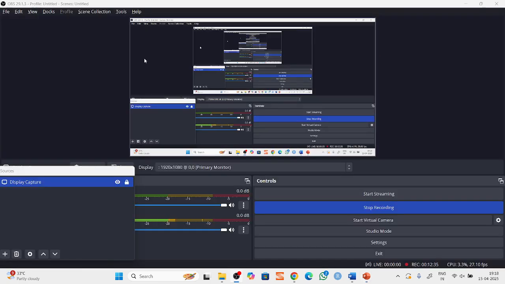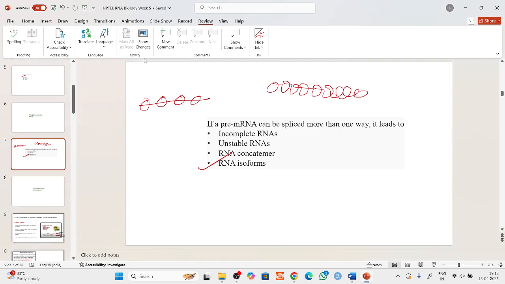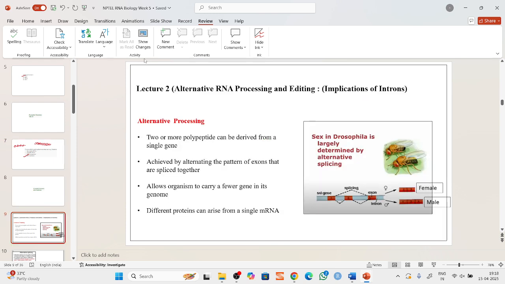What we are doing is making different forms of RNA, but these are not incomplete RNA or unstable RNA or something like that. Okay. Next, we come to the second lecture, which is implications of introns.